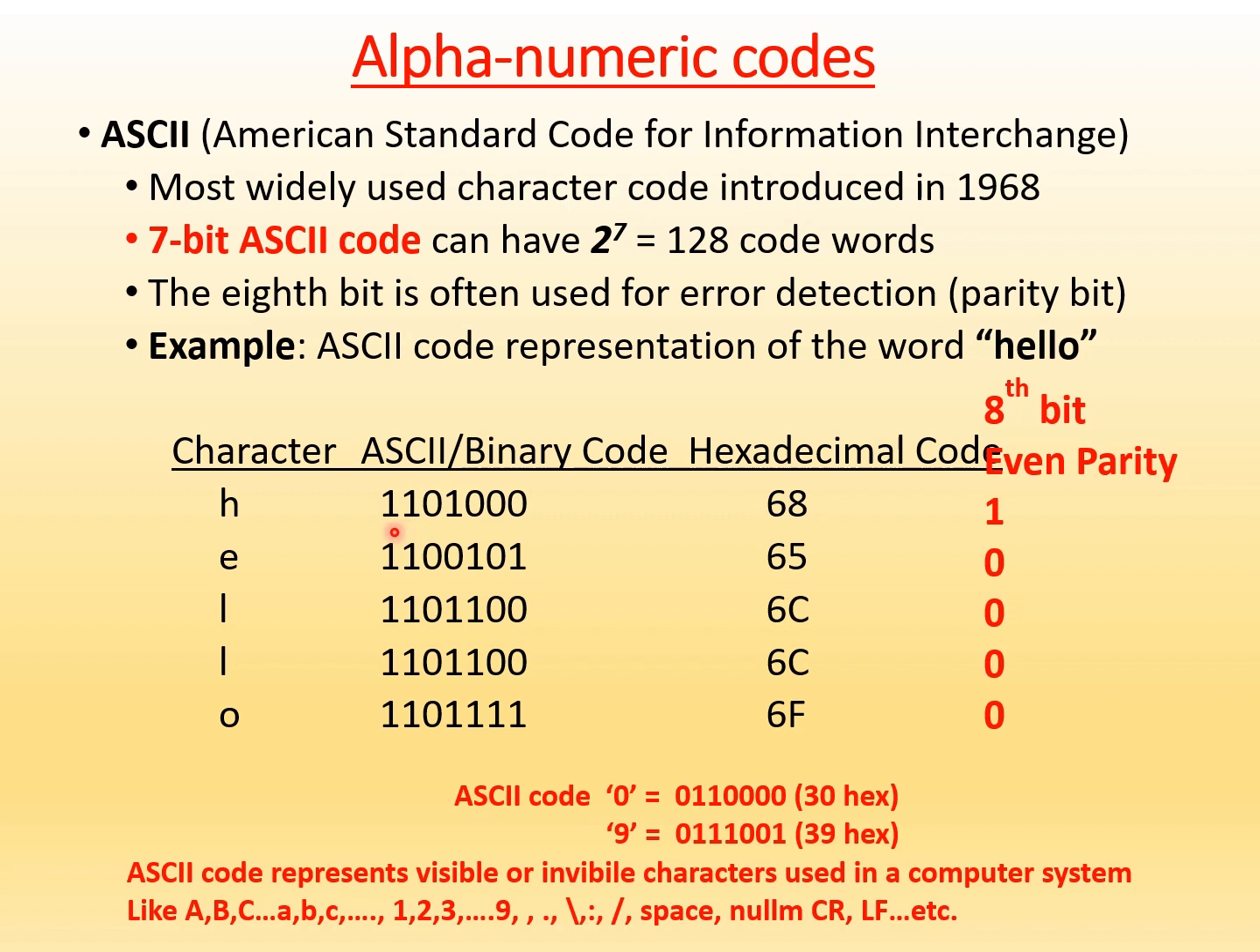Then it is checking that there are 3 ones here, no? And to make it even, the even parity bit will be 1 here. But for the next letter E, there are already 4 ones. The even parity bit will be 0. And like this, it is used. So we can say ASCII code is also 8 bits, where the 8th bit is for the even parity.